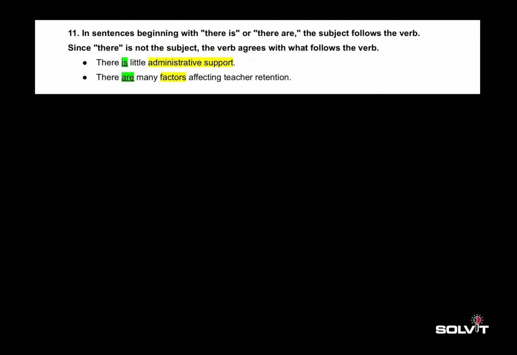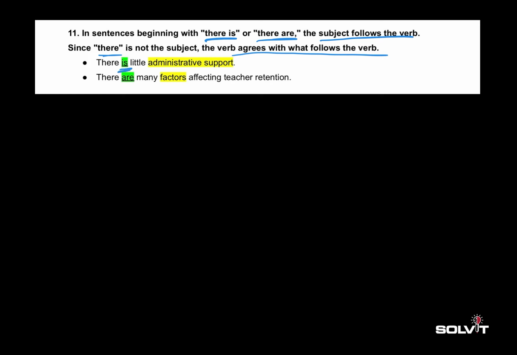Okay, so number 11 is: in sentences beginning with there is or there are, the subject follows the verb. That means that the subject comes after the verb. Since there is not the subject, the verb agrees with what follows the verb. Okay, so now it's clear that there is not a subject, right? There is nothing, it's not a subject. So let's look at the first sentence. There is little administrative support.